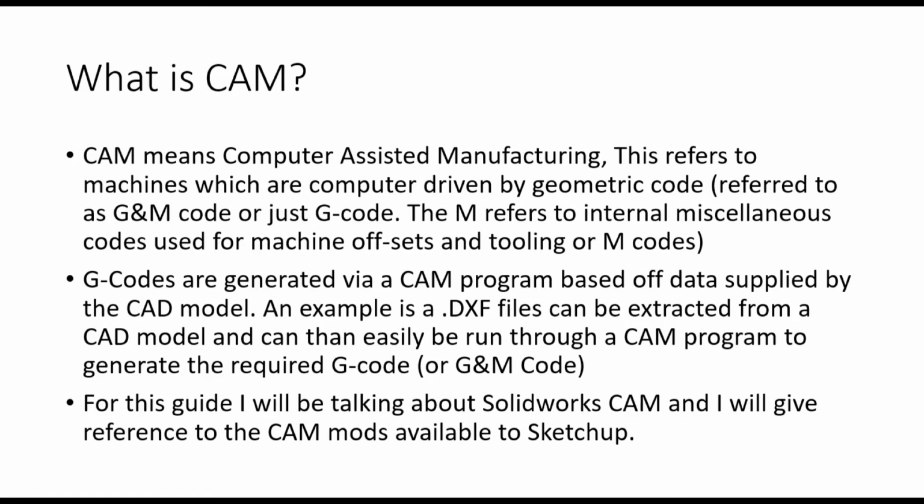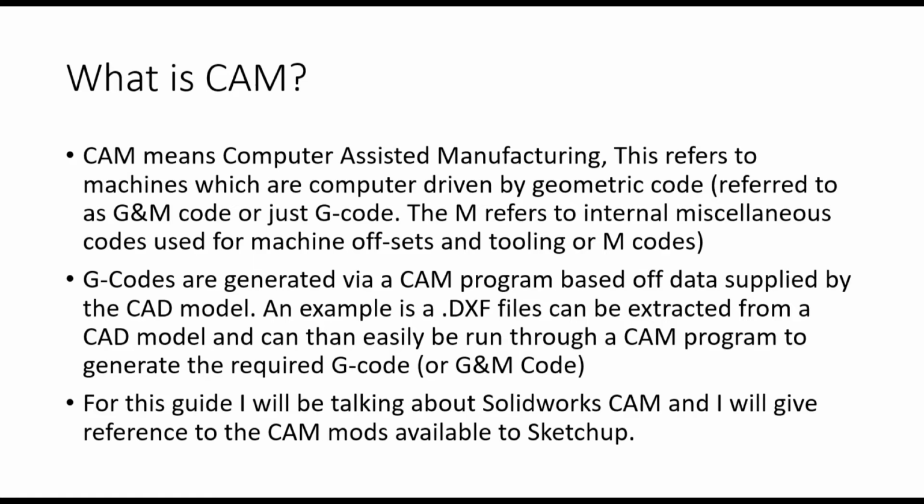Okay, so the next slide there is, what is CAM? CAM means computer assisted manufacturing. This refers to the machines which are computer driven by geometric code, referred to as G&M code or just G code. The M refers to the internal miscellaneous codes used for the machine offsets and tooling, or M codes. So, like if you want to rehome, reset an internal home position, or tool changes, those are T codes.